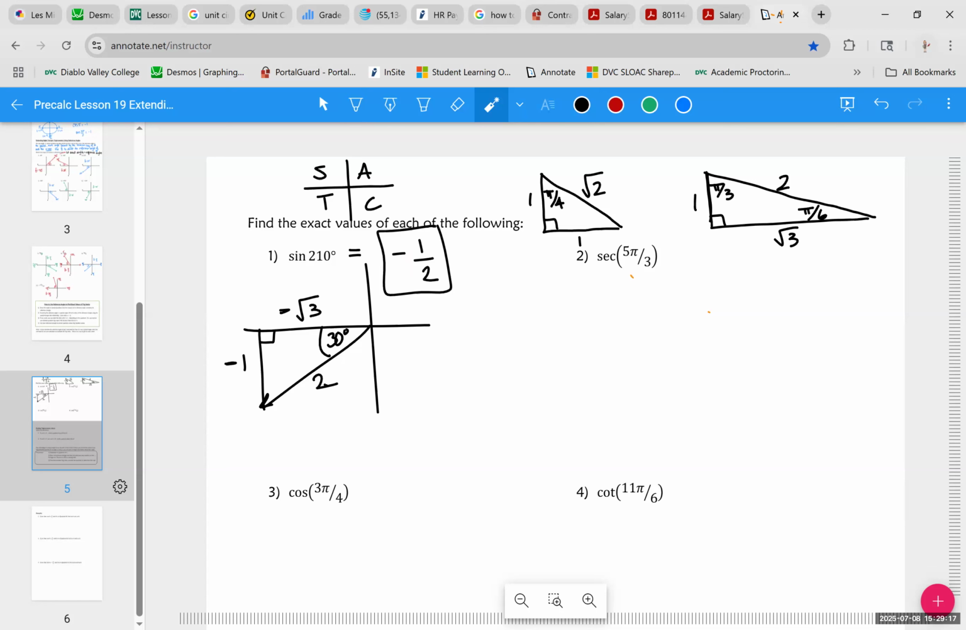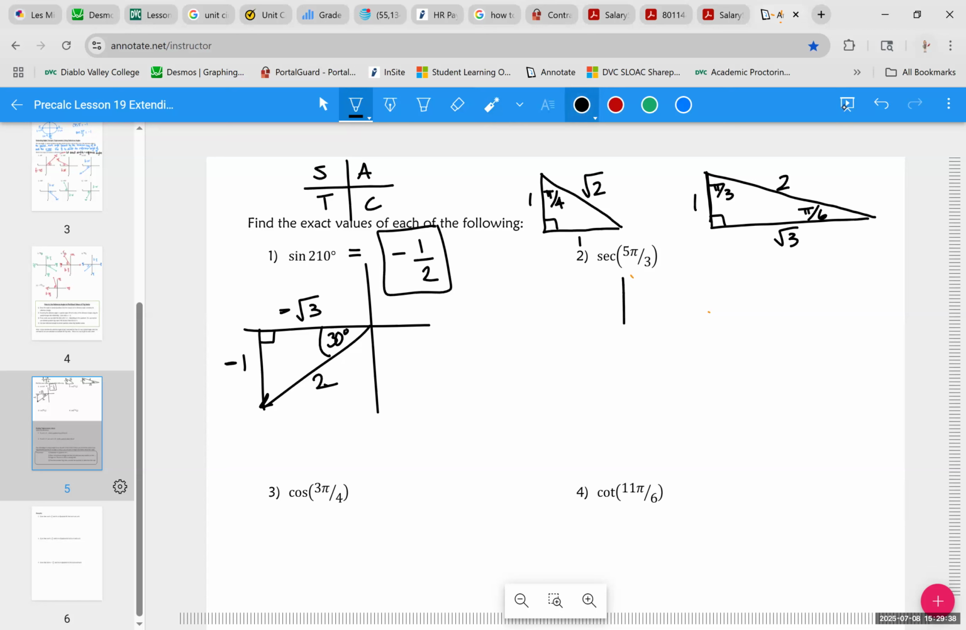As long as I can find the reference angle, I can look at the triangles, not necessarily graphed in the correct quadrant, apply the correct sign, and I'm good to go. Pretty cool, huh? Let's do one in radians, and then we'll go back and read the instructions.